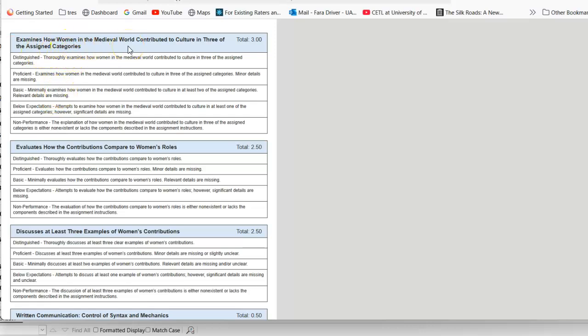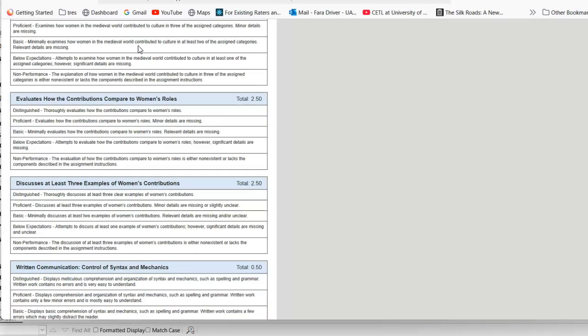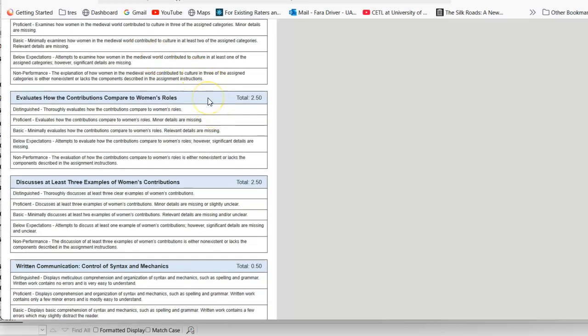But these are what you're looking at. How women in the medieval world contributed to culture in 3 of the assigned categories. How the contributions compare to women's roles. That was that point where you needed to talk about what women were expected to do, and then how these women either fulfilled that in the course of what they were doing, or they defied that. And in this section also would be where you could have looked at the specifics of how they were obstructed or how men helped them. And that would have gone towards CLO number 4, the analyze complex questions on gender dynamics in the creation of culture over time.